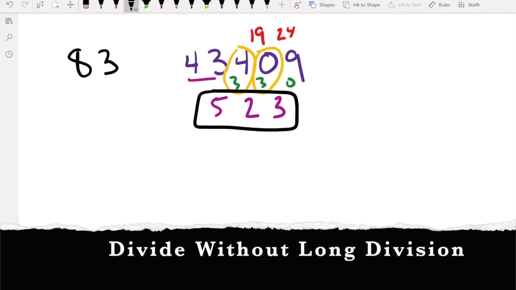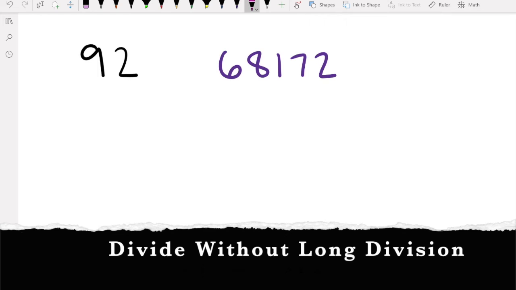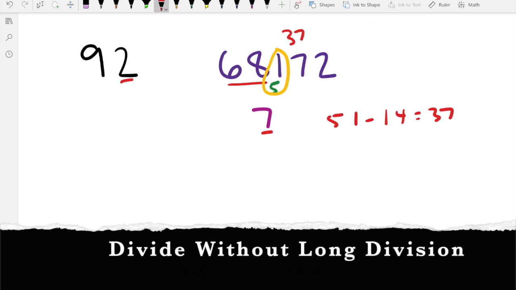Let's do one more example. Okay, let's do one more here. Let's do 68,172 divided by 92. So first, you're looking at how many times does 9 go into 68. And it goes in there exactly 7 times. And 7 times 9 is 63, so a remainder of 5. So this number is 51, and then you subtract 51 minus 2 times 7. So you have 51 minus 14 here, which is 37, and that's the number that goes up top here.